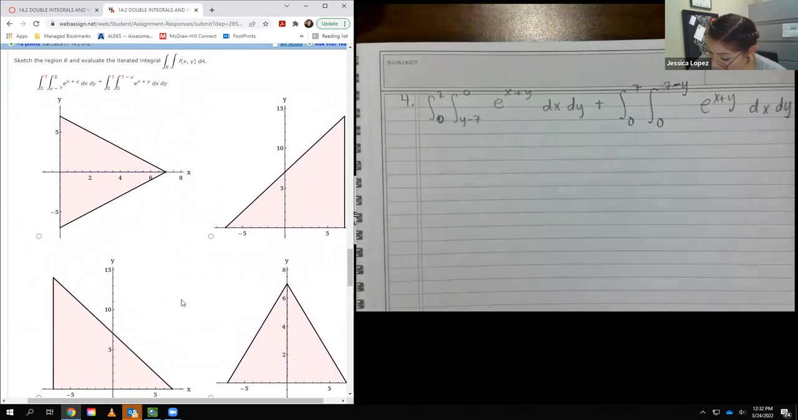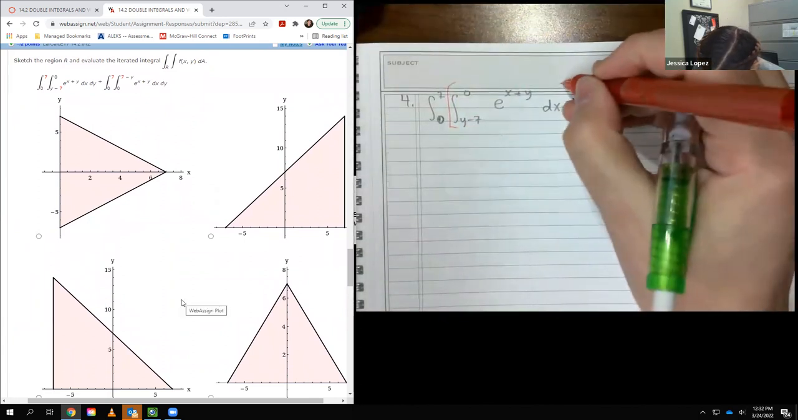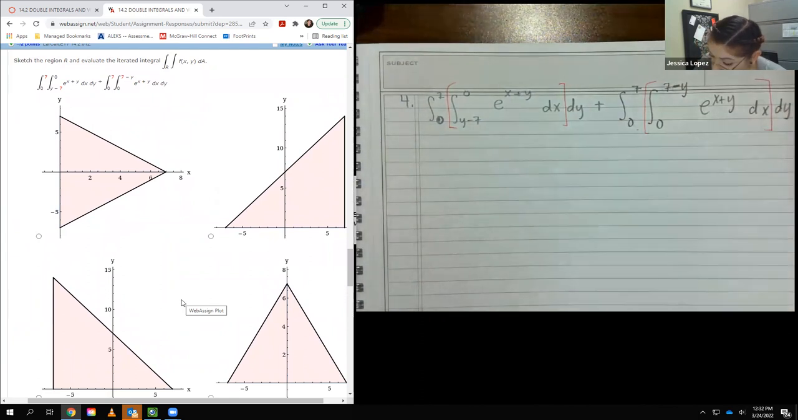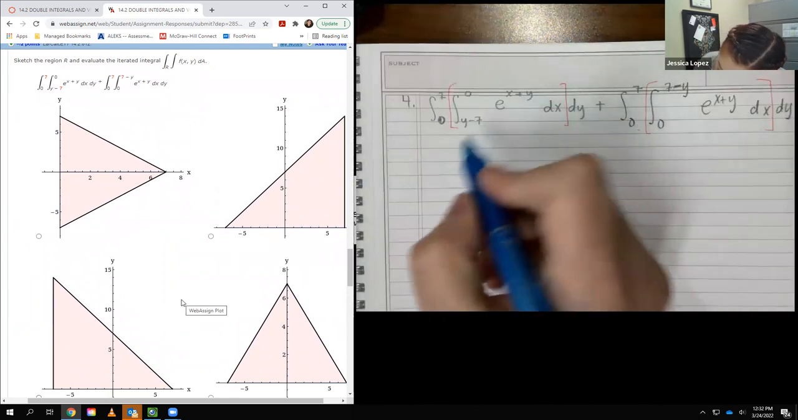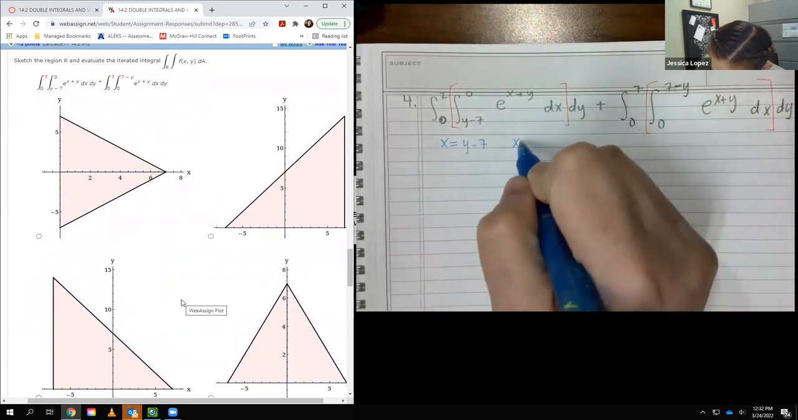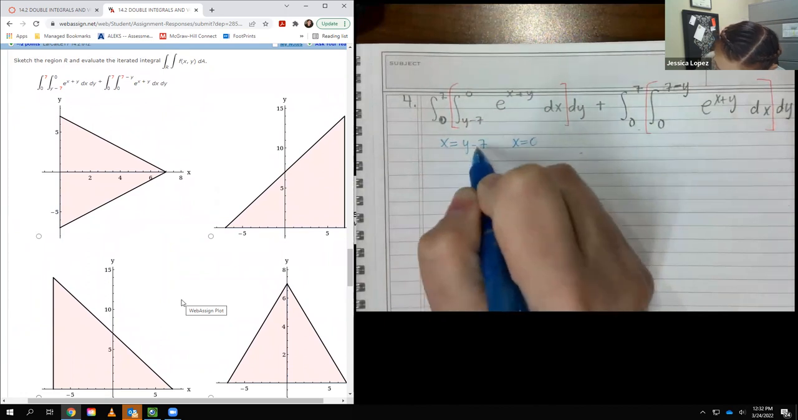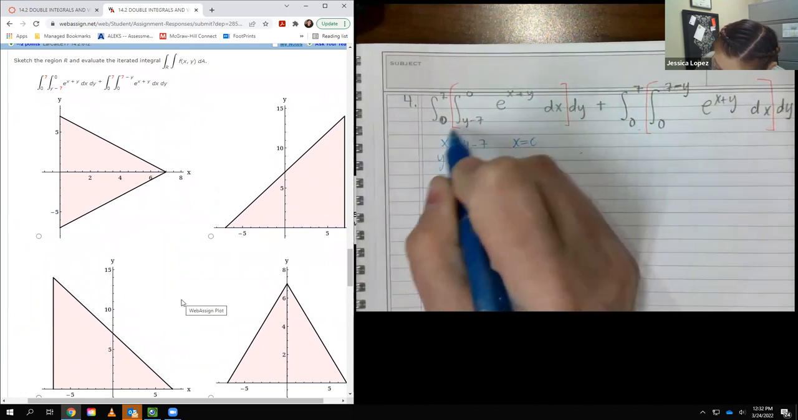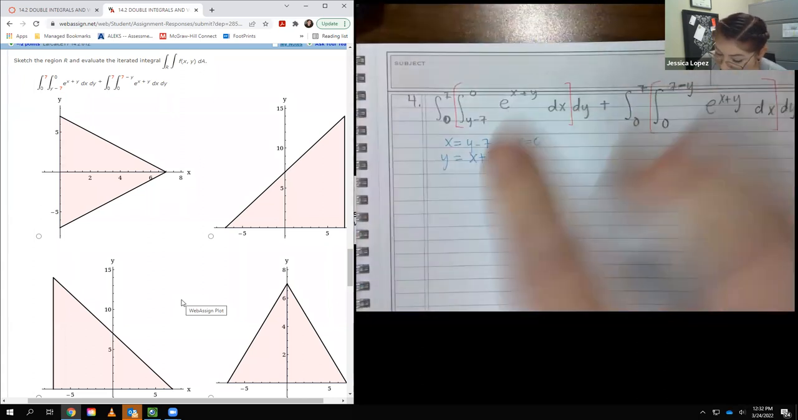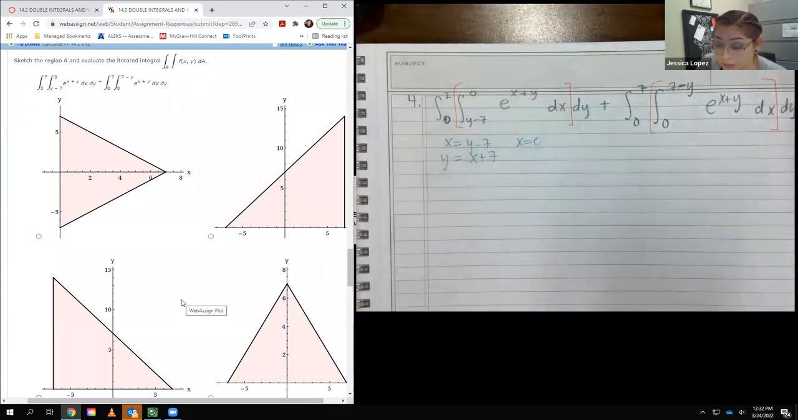So let's see. Again, I've got to do this part. I'm going to do in blue the x start. So I have x equal to y minus 7 and x equal to 0. Or y equal, if I add over, I get x plus 7. And then I added this over and then I swapped the sides, right?